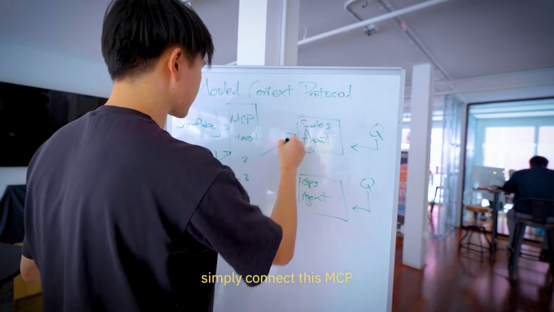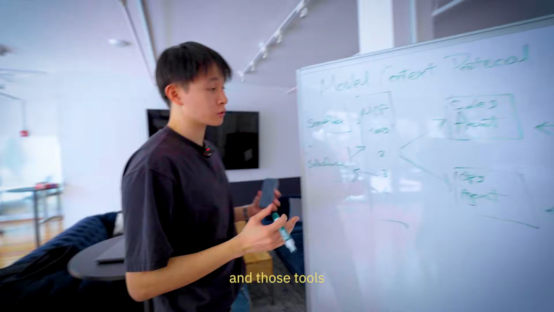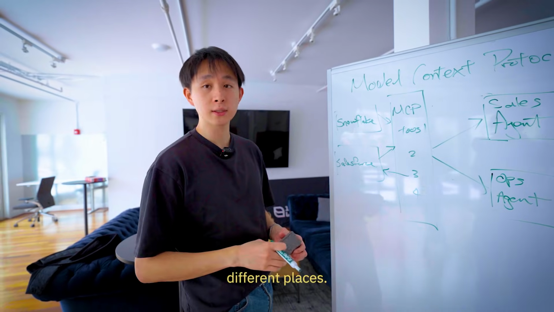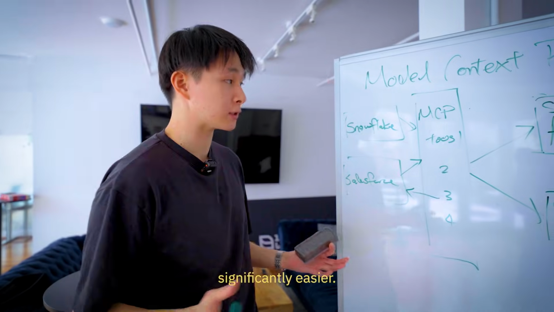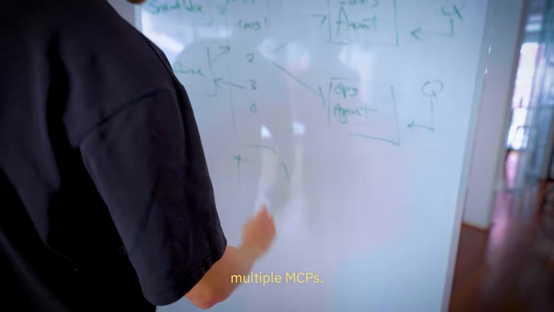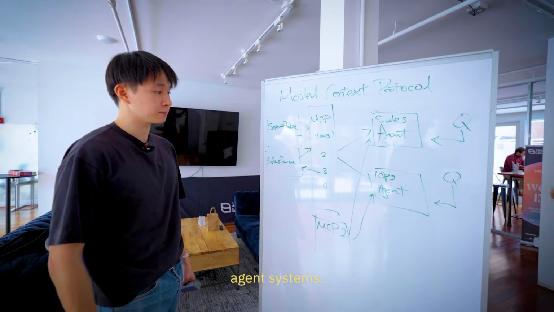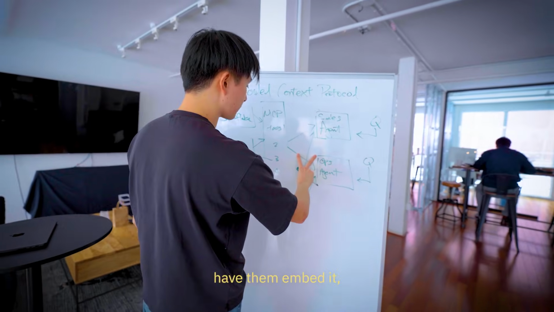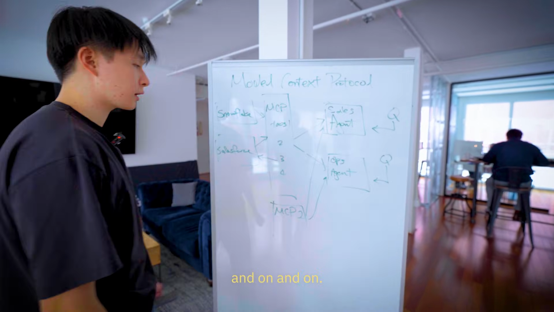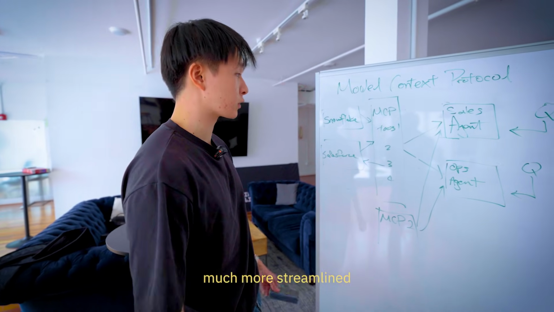We can simply connect this MCP server to this sales agent. We can connect this to the ops agent, and those tools all get mounted in multiple different places, but you only need to maintain one instance of it. So that makes scaling up significantly easier. And you can even have multiple MCP servers that serve different purposes or use cases that also embed into these different agentic systems. As you can imagine, instead of having a tool embedded here, where you copy the code, have them embedded, and then that goes on and on and on, this makes management so much easier and makes use cases for agentic systems much more streamlined and scalable.